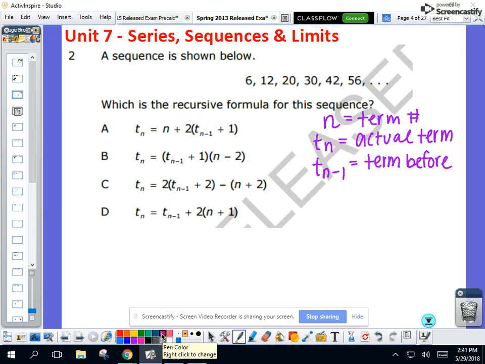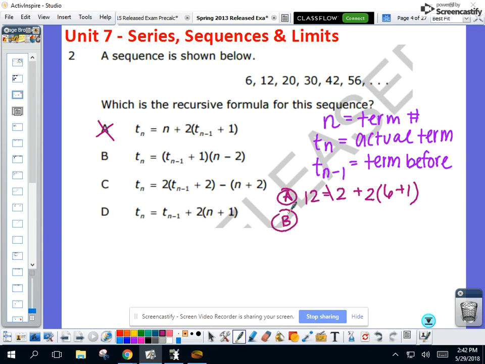The first one, t sub n, or the term, the actual term. Let's start with the second term here. So 12 is equal to the term number 2, because 12 is in the second position, plus 2 times the term before, 6, plus 1. Now, if I were to simplify this, 12 does not equal the right side of that equation, so A is not the correct answer. We could do the same thing for letter B.